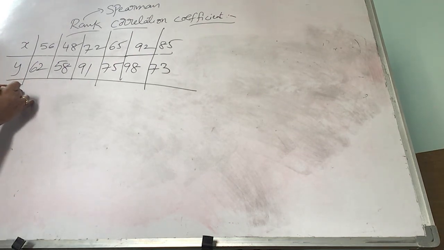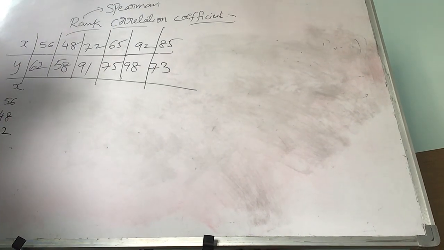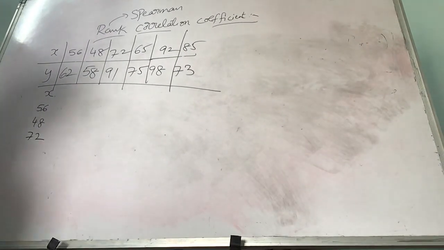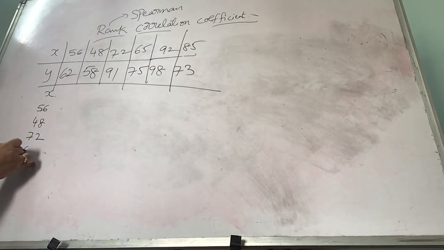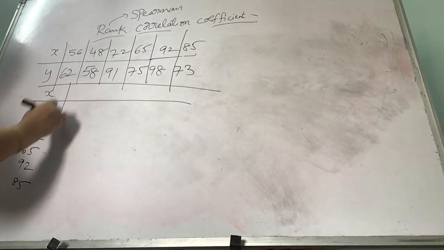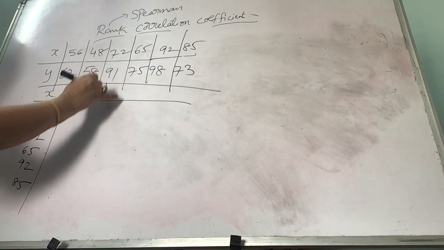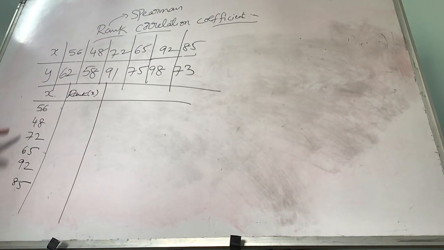We take x values here column wise: 56, 48, 72, 72, 65, 92, 85. Now we have to assign the ranks for these observations, rank of x. In these observations, what is the highest value? Here 92 is the highest value. So we assign first rank for this observation.